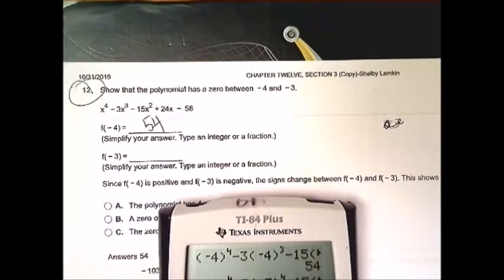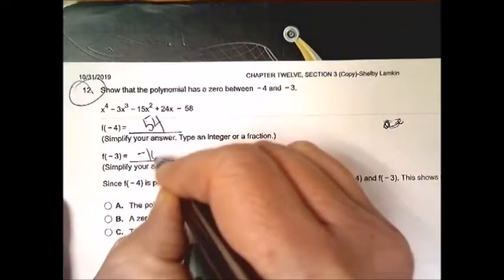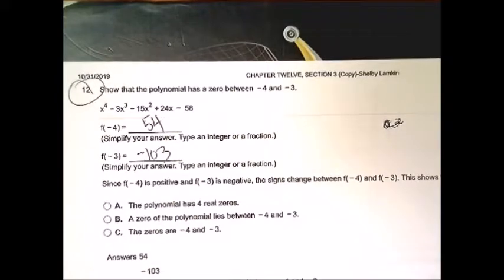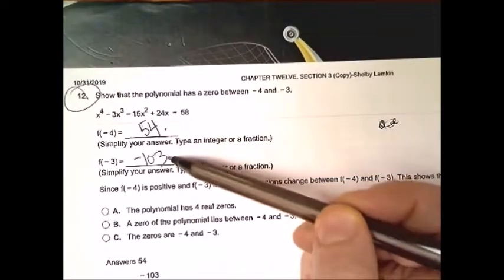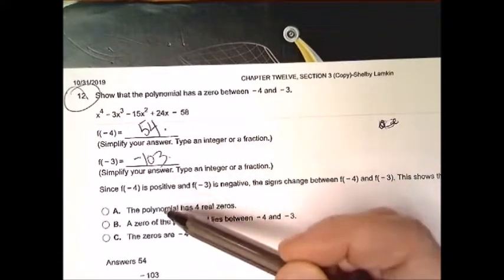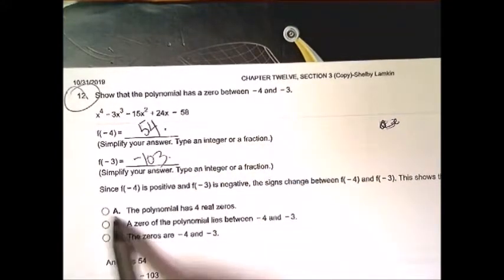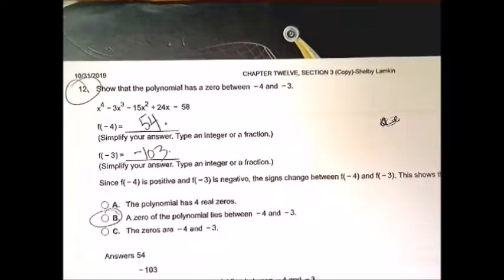Let me do that one again. Negative 3 to the fourth, minus 3 times negative 3 to the third, minus 15 times negative 3 squared, plus 24 times negative 3, minus 58. There we go. Negative 103. Well, you know if it's at 54 and it goes to negative 103, at some point in there it's going to go through 0. So it has a 0 between negative 4 and negative 3.